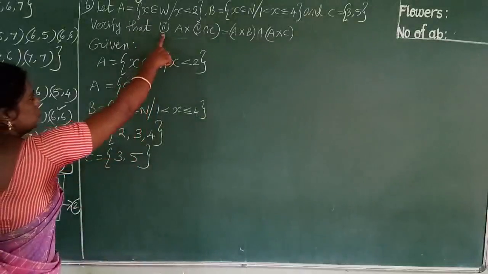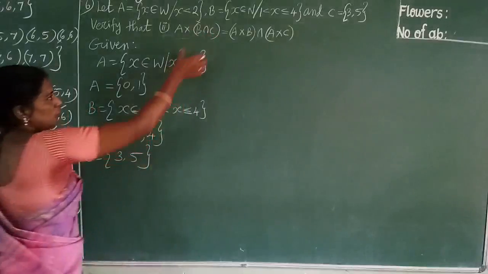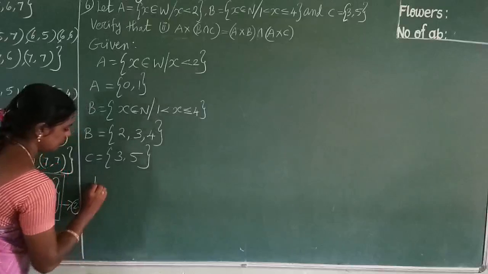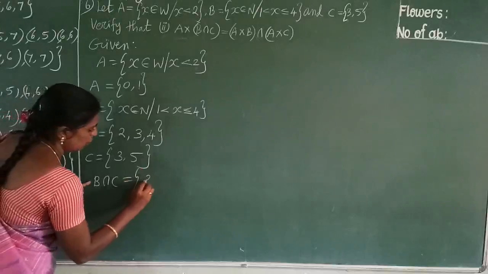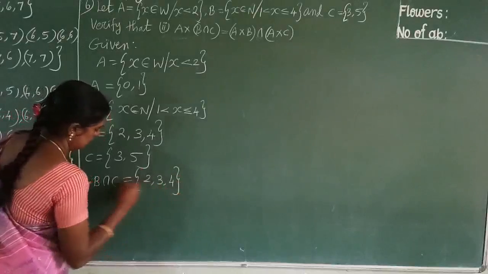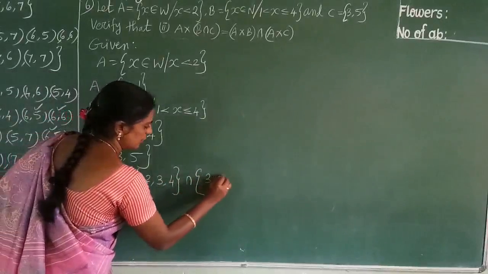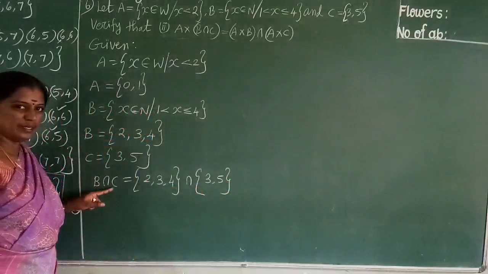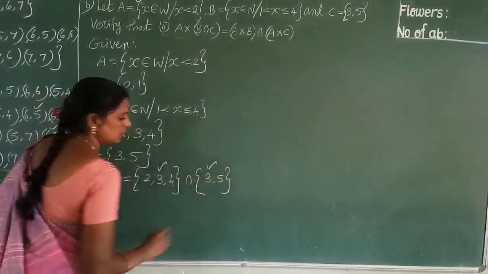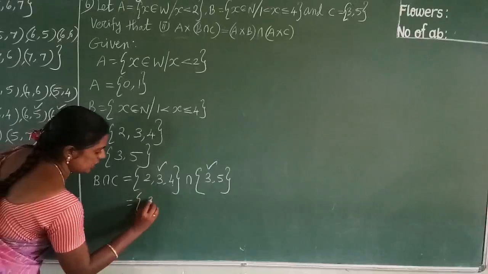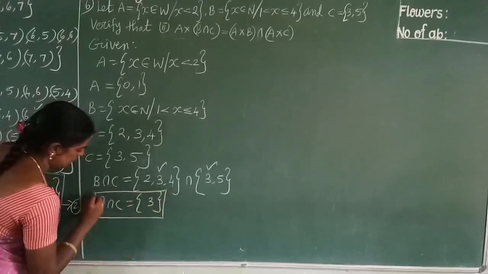First, on the LHS side, what we want to find is A cross (B intersection C). So first we complete the bracket: we find B intersection C. B answer 2, 3, 4 intersection C answer 3, 5. Intersection means common. Here, 2, 3, 4 and 3, 5. Which is common? 3. Only 3 is common. So B intersection C answer is 3.